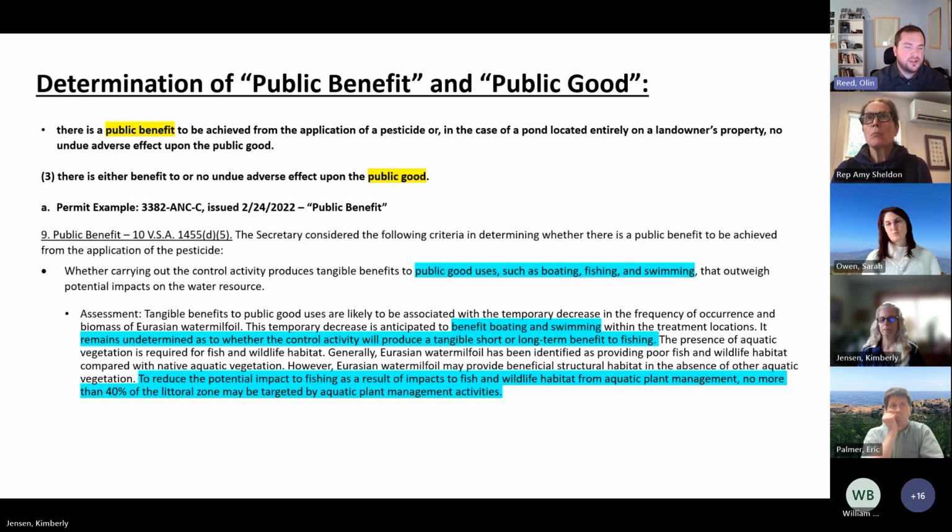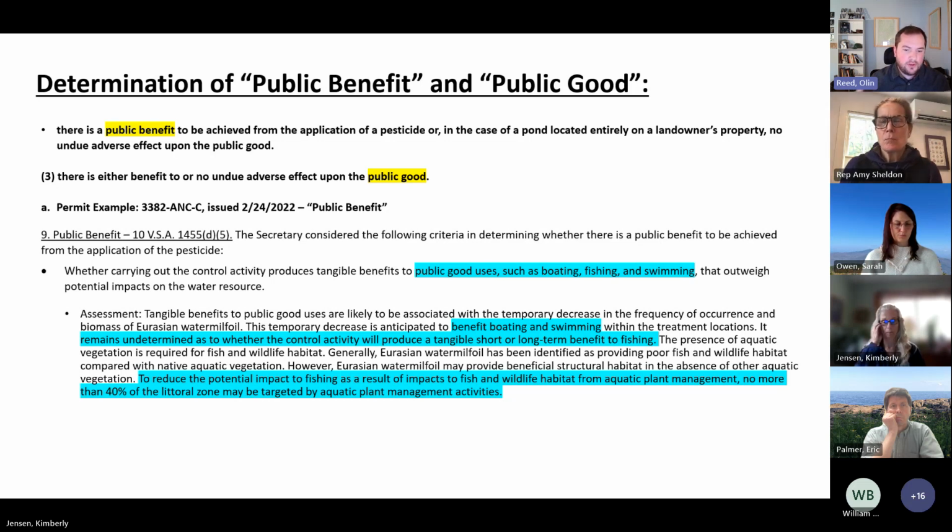I think only one doesn't have any public access at all. But for the most part, these are only approved for lakes that have some sort of public benefit by controlling the plant or the animal. And again, that's kind of how we really start to zone in on this.